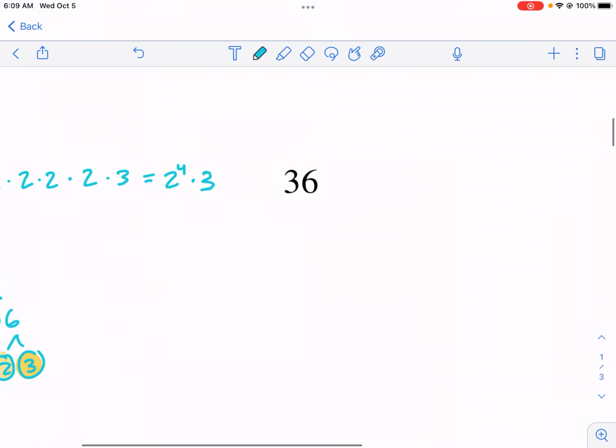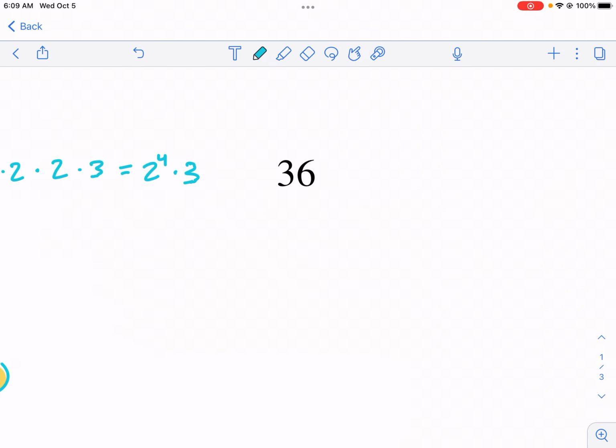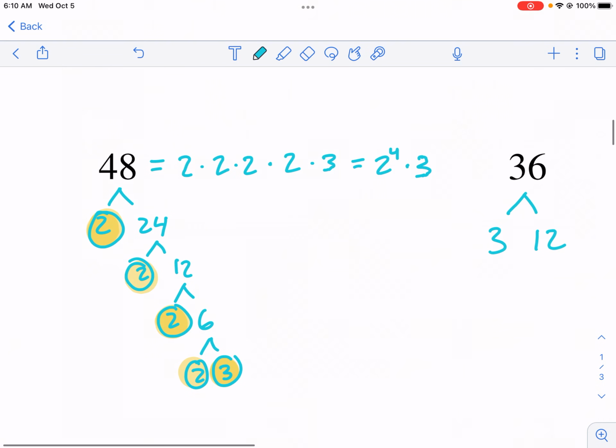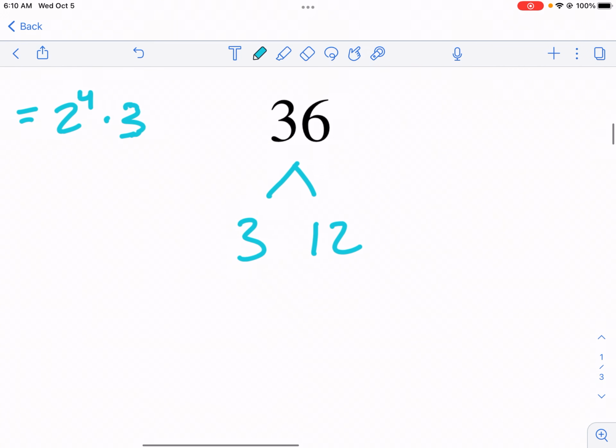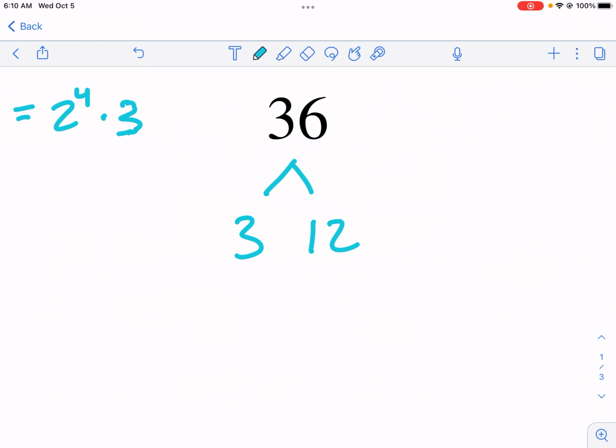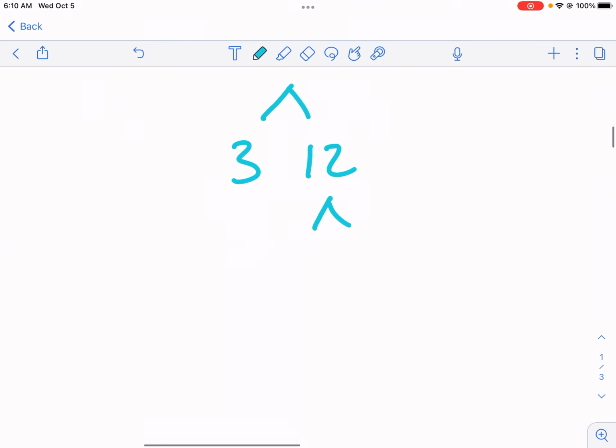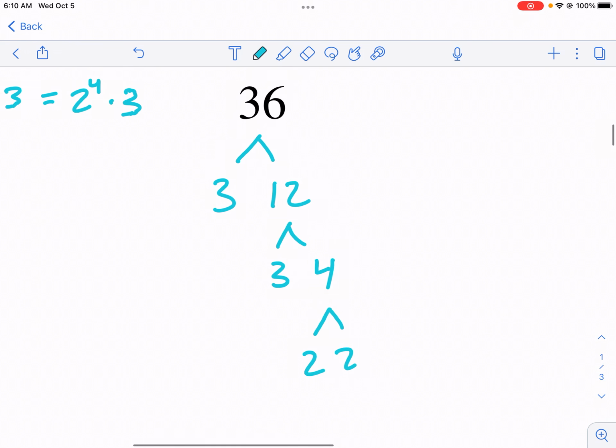You don't always have to divide by 2. For example, 36, we can divide by 3, and that's 12. Okay, 3 is a prime number. I always just recommend dividing by 2 if it's even because it's easy to remember. But yeah, we can do 12 times 3 is 36. And then we can divide this by 3 again, actually, and get 4, and then 2, 2. So it looks a little bit different.